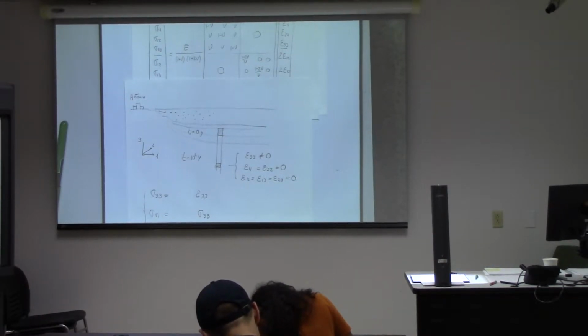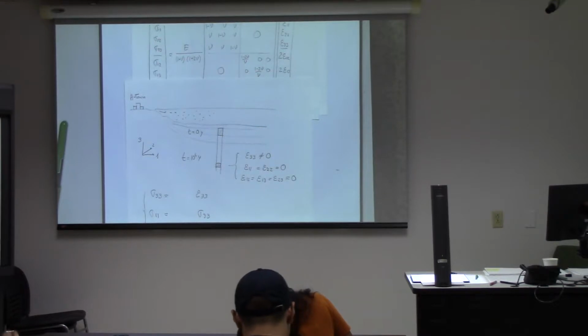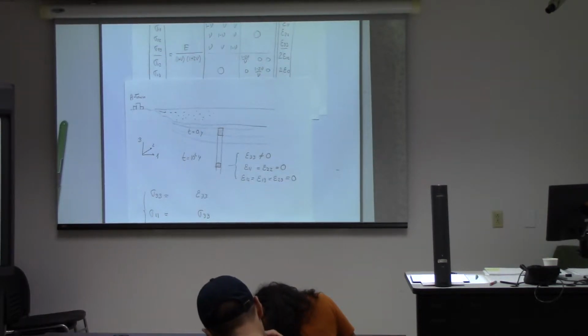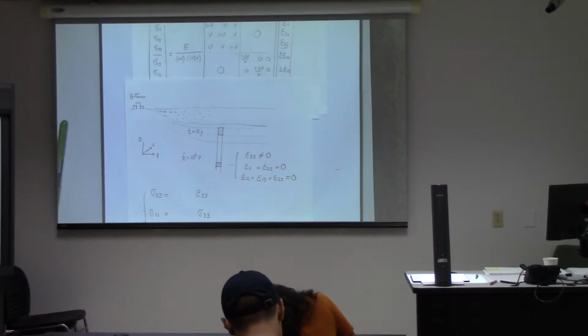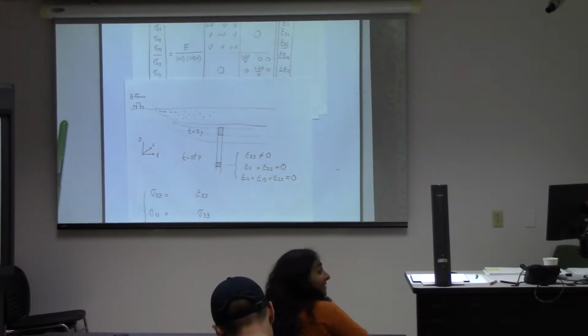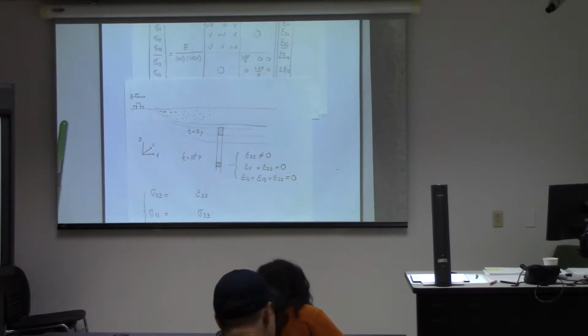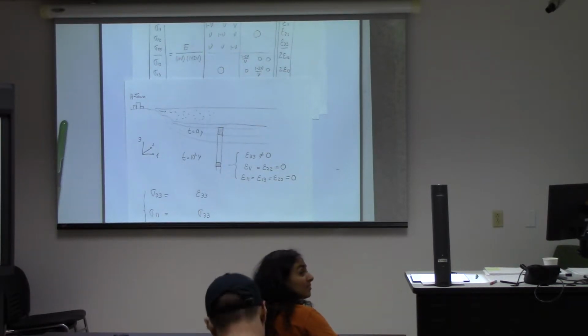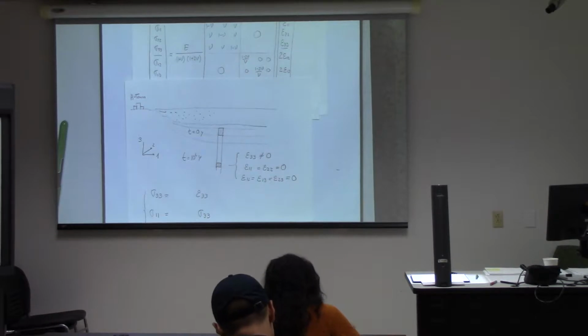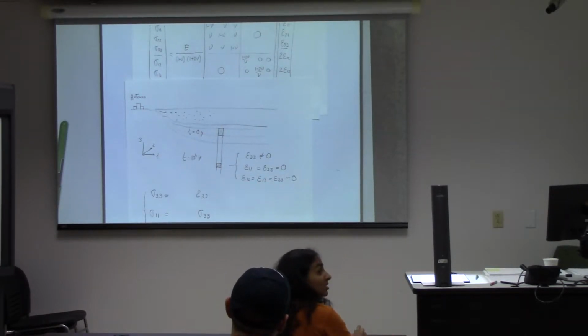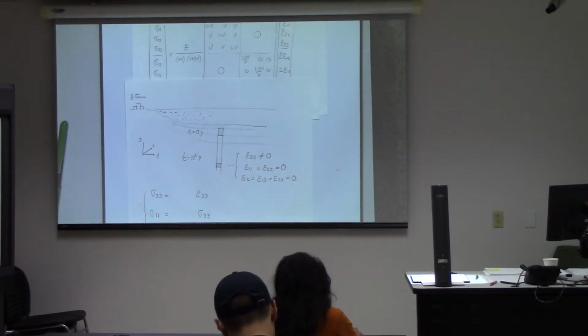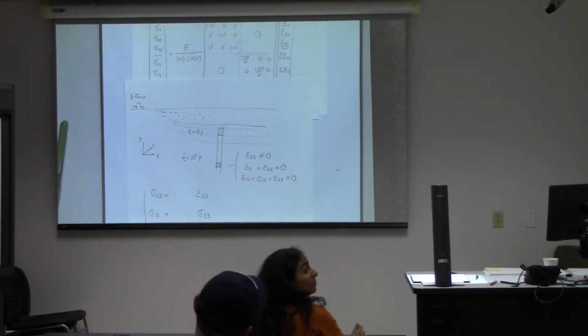Anyone got the answer? Yes. Mr. Lau, what did you get? For sigma 3,3, yes. I got 1 minus Poisson ratio times epsilon 3,3 times E, divided by 1 plus Poisson ratio times 1 minus 2 times Poisson ratio. Okay, you guys get all the same result?